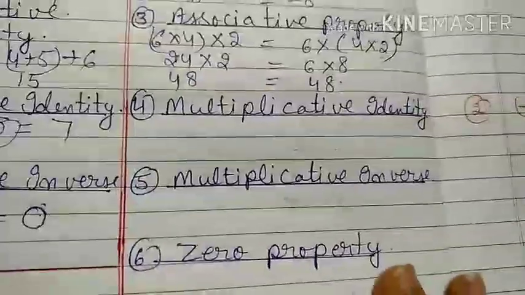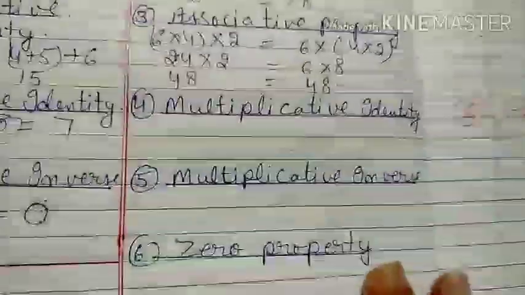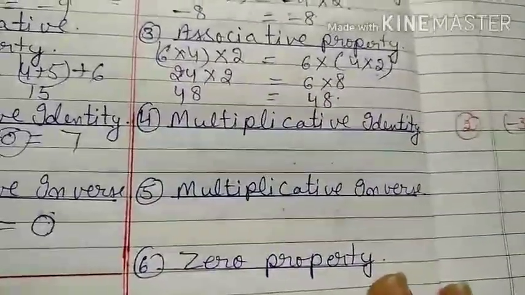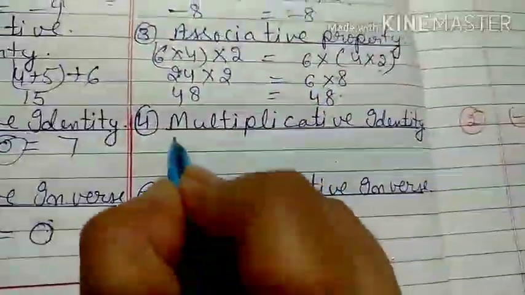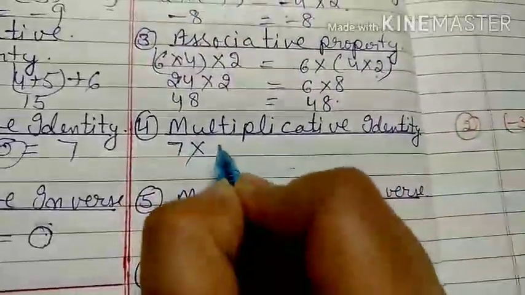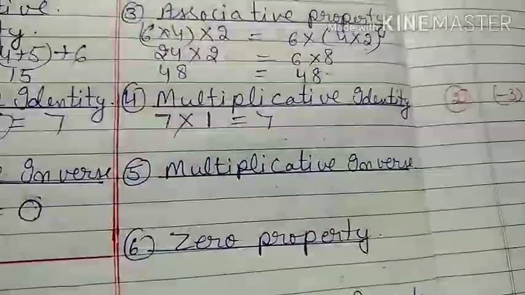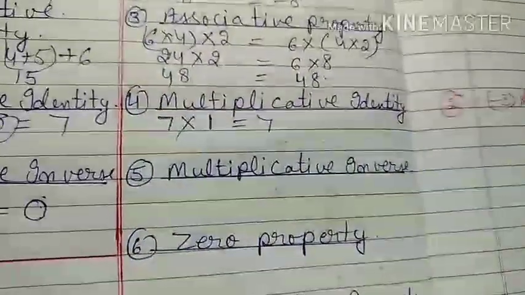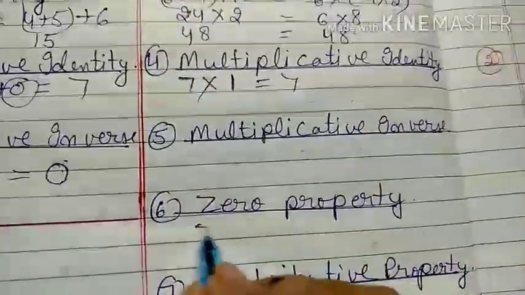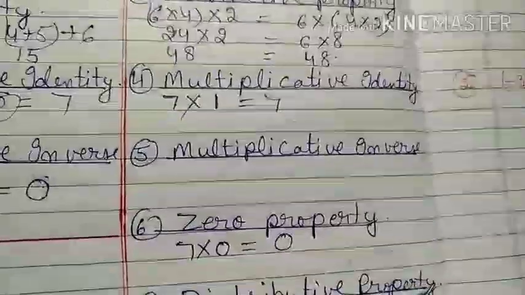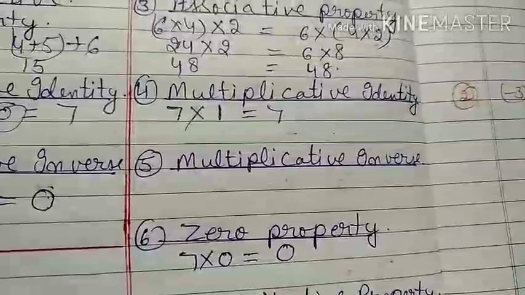Next is multiplicative identity. Multiplicative identity means the number you multiply with a particular integer so that your answer is the same. Like here, 7 multiplied by 1, your answer is the same. But when you multiply with 0, your answer will be 0. That we call the zero property. If I multiply any number with 0, that becomes 0.